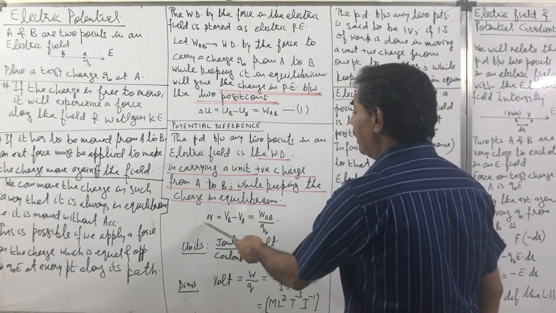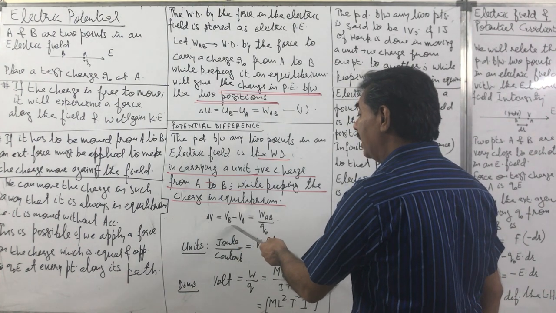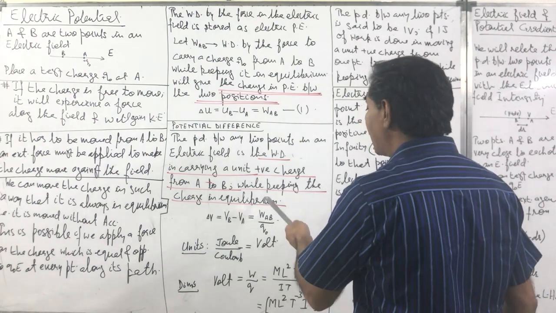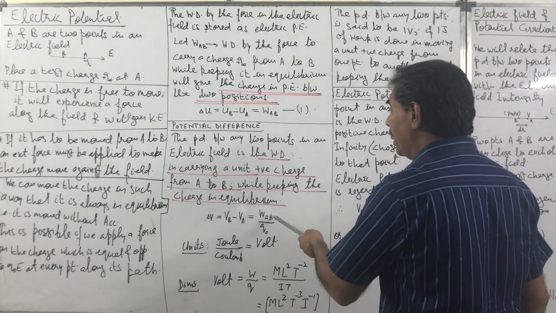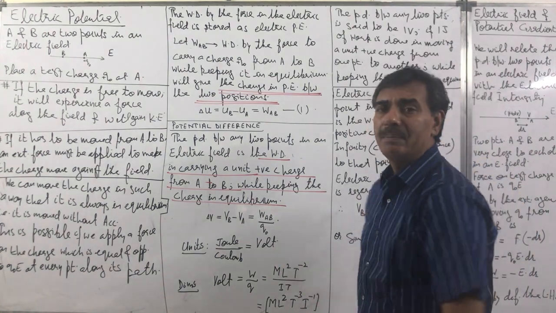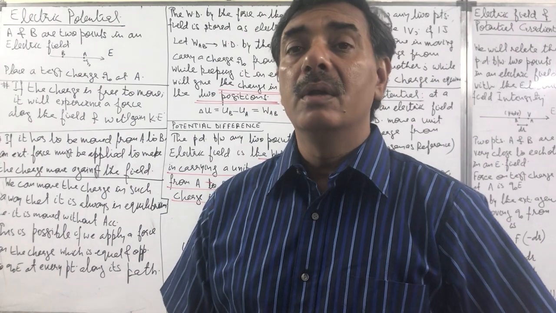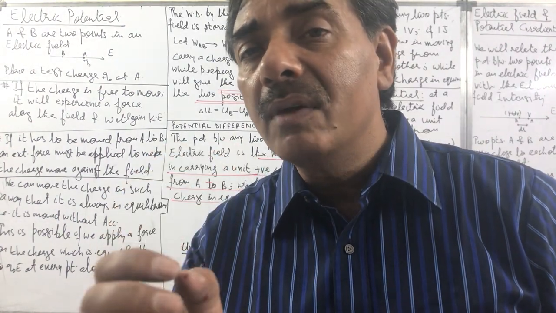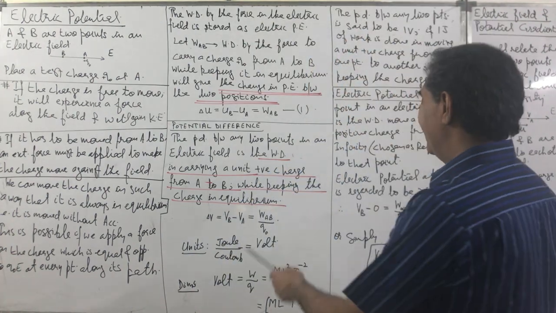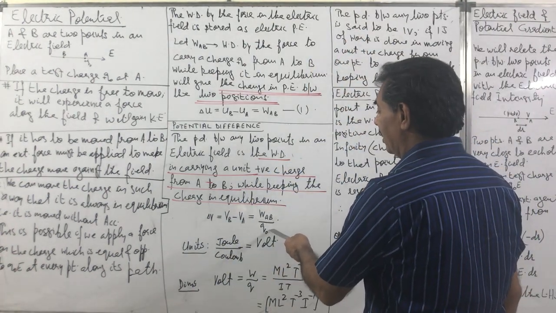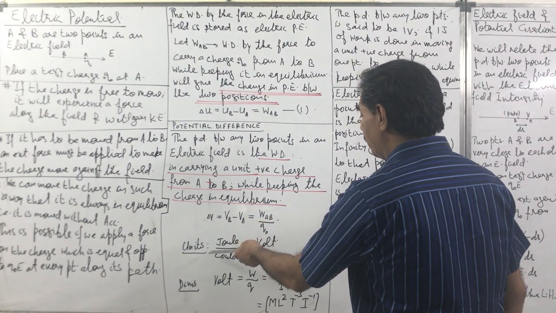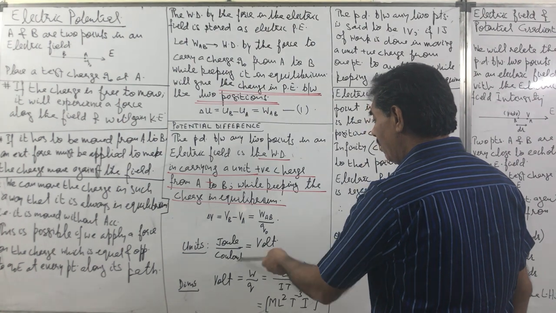The potential difference between any two points is delta V. VB minus VA is the work done to move or carry a unit positive charge from A to B while keeping the charge in equilibrium. If WAB represents the work done to move a charge Q naught, then if we have to find the work done for a unit positive charge, we will simply divide by Q naught. So WAB upon Q naught is the potential difference between any two points. Units would be joule per coulomb, volt.